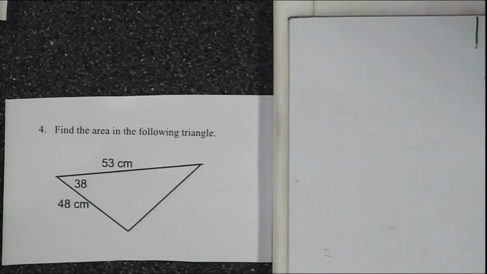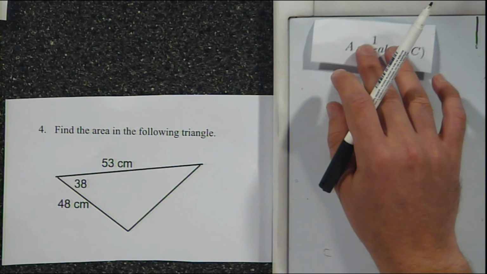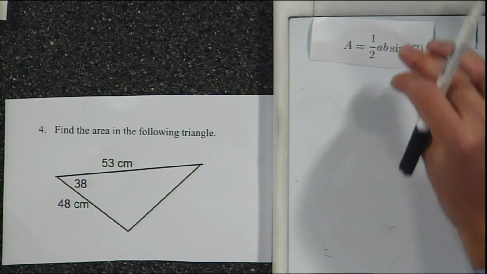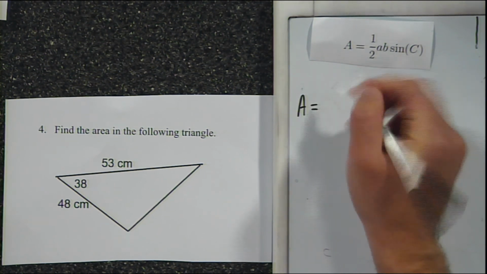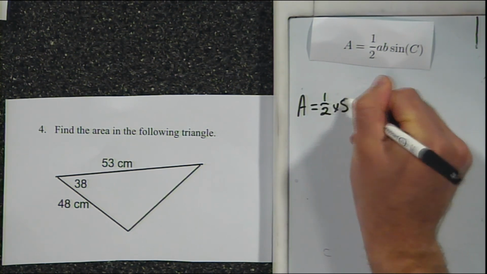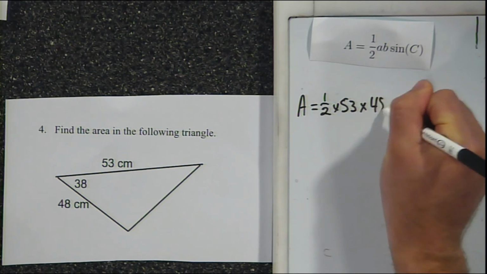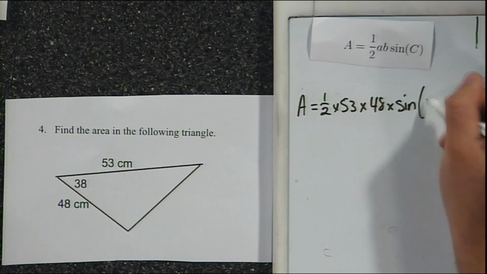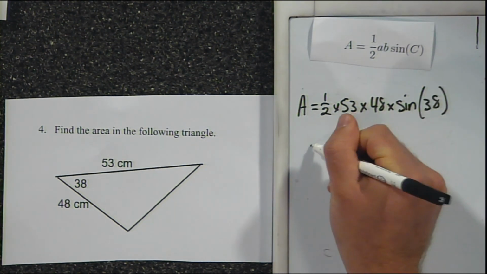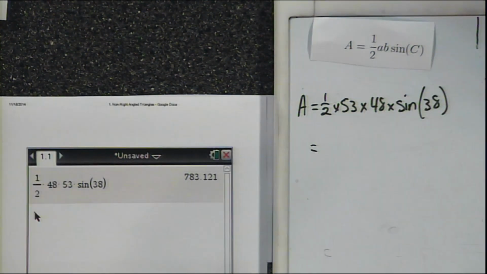In example 4, the triangle looks exactly the same as the last triangle, except this question is to find the area. Because we've got the two side lengths and the angle in between, we're going to use this formula for the area. Plugging in that information, the area equals half times 53 times 48 times sine of 38 degrees. We plug that into the calculator and we get 783.1 centimetres squared.